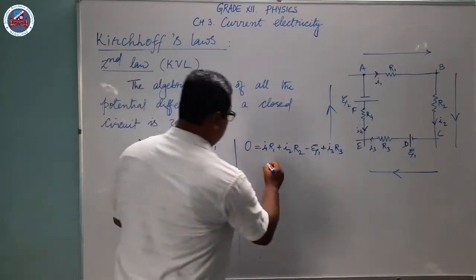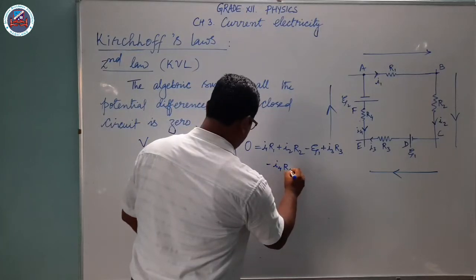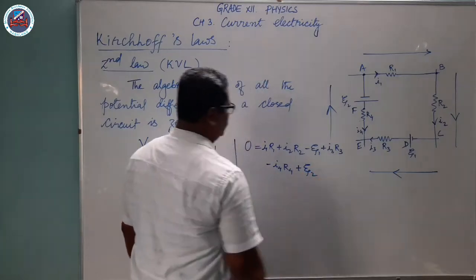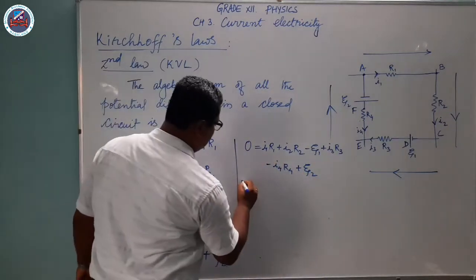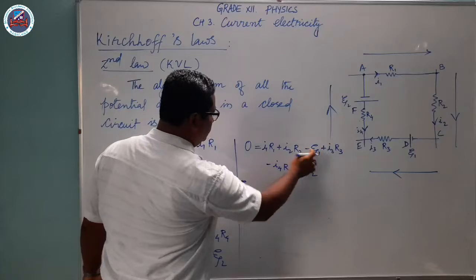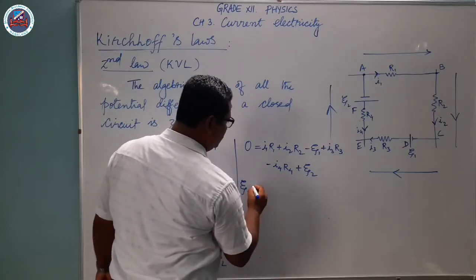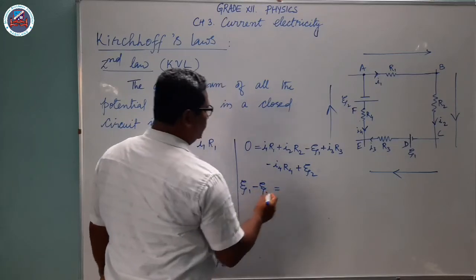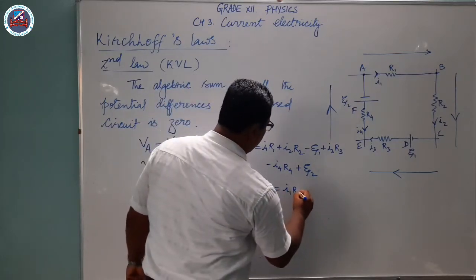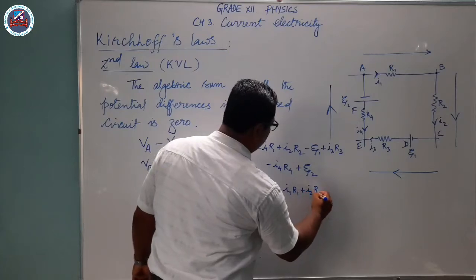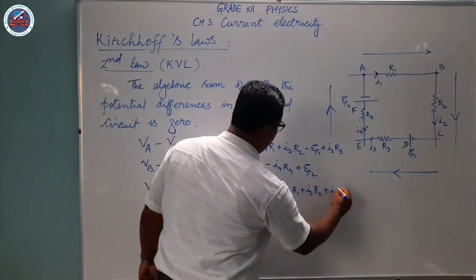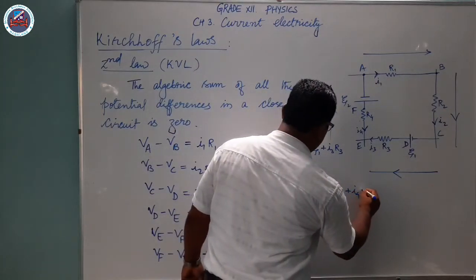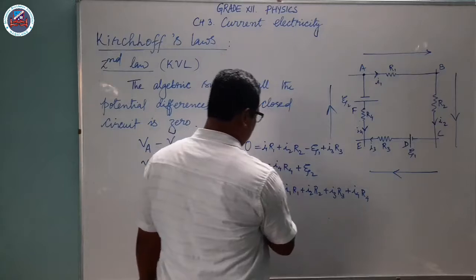minus I4 R4 plus epsilon 2. This one you can even write as epsilon 1, minus will become plus on your left hand side when you transpose it, minus epsilon 2 is equal to I1 R1 plus I2 R2 plus I3 R3, minus will become plus I4 R4.